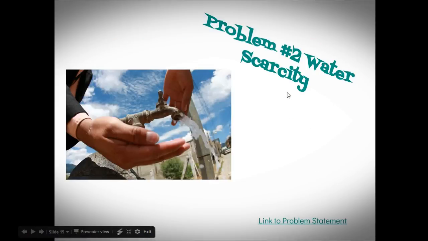Okay, the next one, problem number 2 that we're facing, is water scarcity. With water scarcity, water covers 70% of our planet. It's easy to think that it will always be plentiful, always be around, we'll always have plenty of it. However, fresh water, the stuff that we drink, that we bathe in, that we irrigate our farms and our farm fields with, is incredibly rare. Only 3% of the world's water is fresh water, and 2/3 of that is tucked away in frozen glaciers that are otherwise unavailable for us to use.